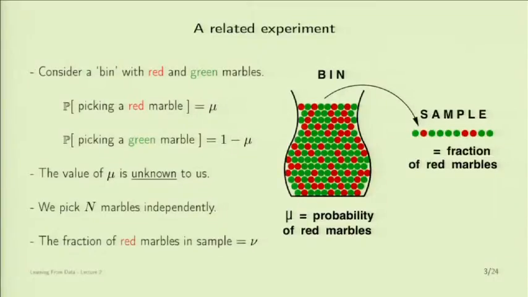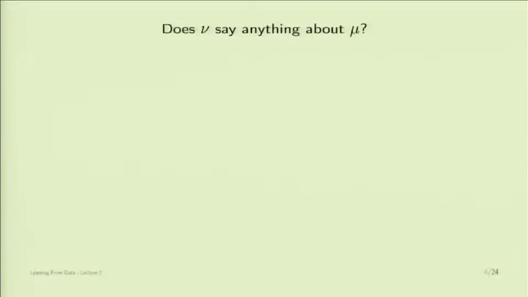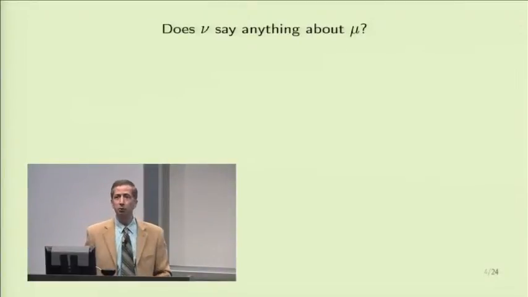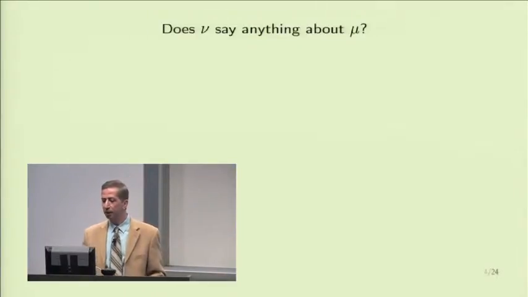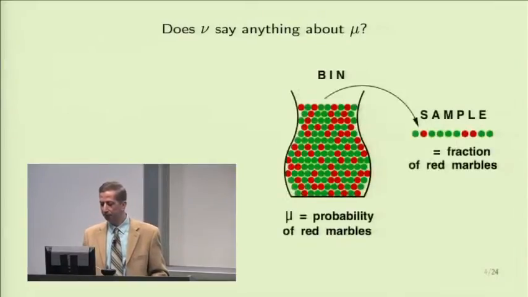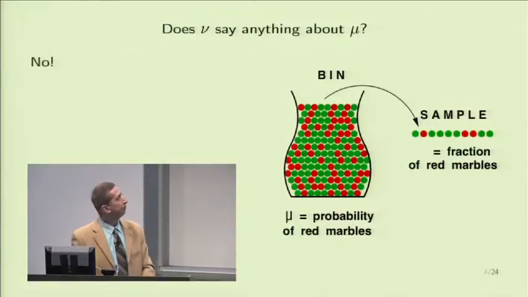So now the next step is to ask ourselves the question we asked in machine learning. Does nu, which is the sample frequency, tell us anything about mu, which is the actual frequency in the bin that we are interested in knowing? The short answer is no.